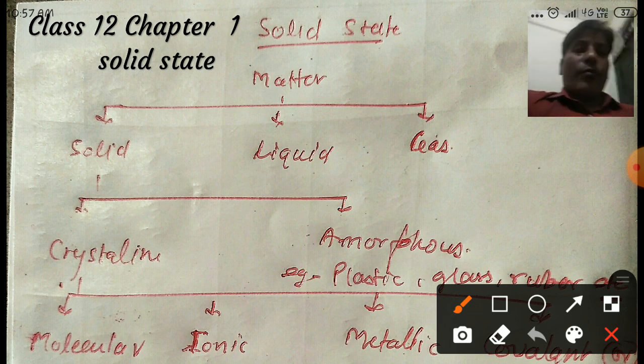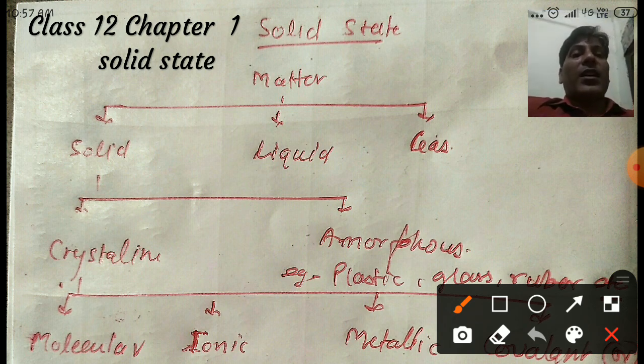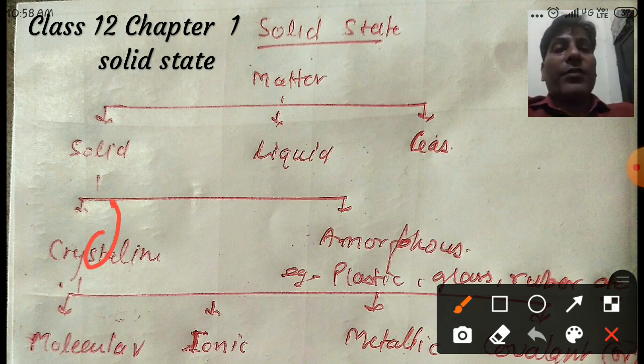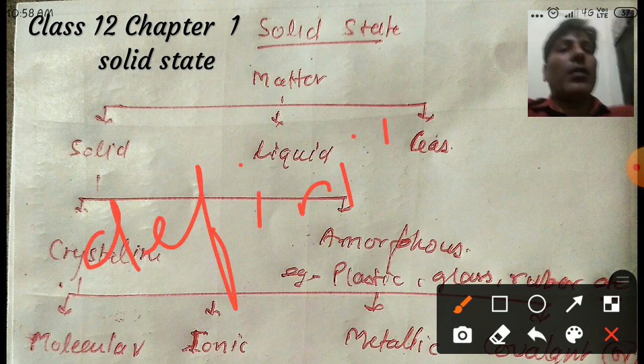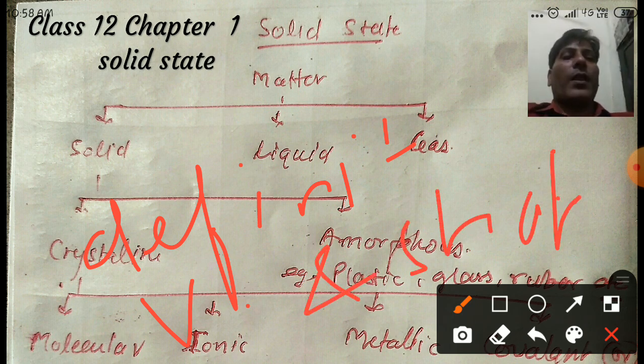What is a solid? The matter which has a definite volume and a definite shape is called a solid. Definite volume and a definite shape. Examples are chalk, duster, etc.